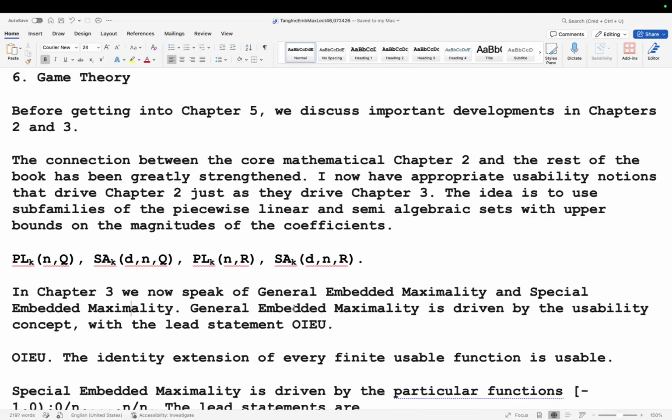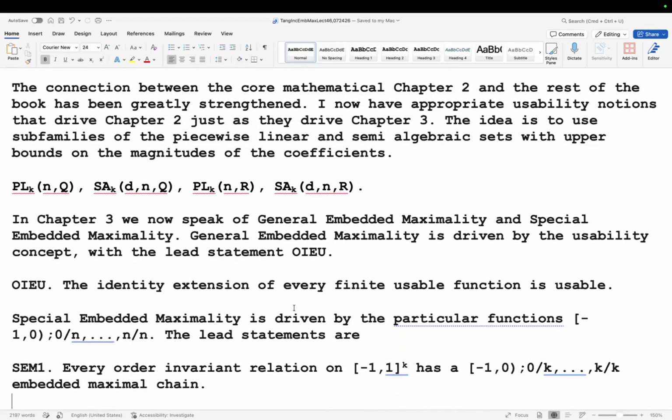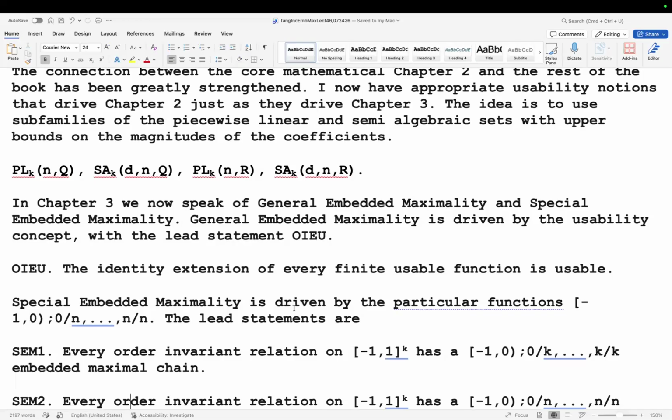All right. So these families have usable embeddings. In other words, there are embeddings which work for all the elements of this class. That's what I didn't have before in chapter 2. But anyway, we're not talking about chapter 2. I just want to say it's coming up after I finish chapter 5. So this smooths out the connection between the core math and the large cardinal stuff. All right. So now in chapter 3, I did an expositional improvement that really is important. I now distinguish what I call general embedded maximality and special embedded maximality.